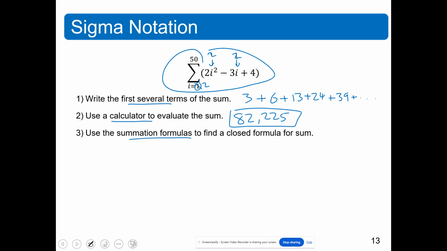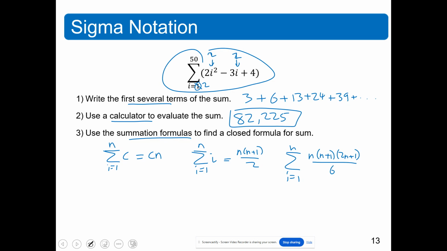Now to use the summation formulas, we're going to have to use, let's see here, we've got a few. We're going to have to use the sum of a constant c, which is just c times n. So you'd start from 1 and you'd go up to n. We're going to have to use this formula, the sum from i equals 1 to n of i, where i is the variable, and that's going to be n times n plus 1 over 2. And we're also going to have to use the formula n times n plus 1, and then I think it's 2n plus 1, all over 6.